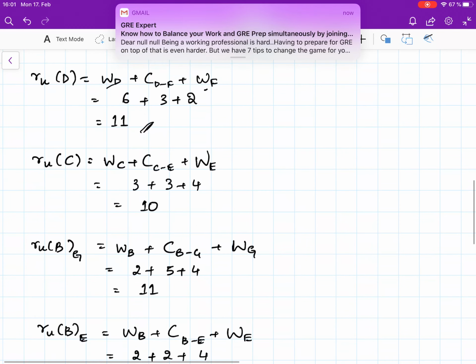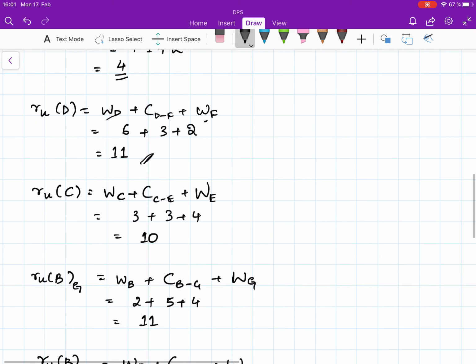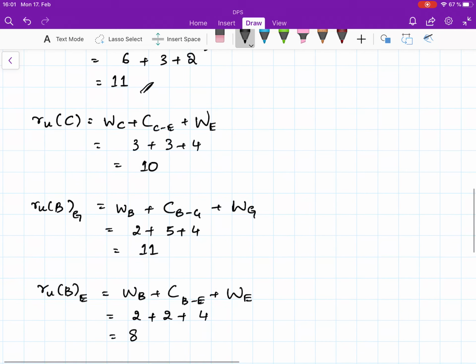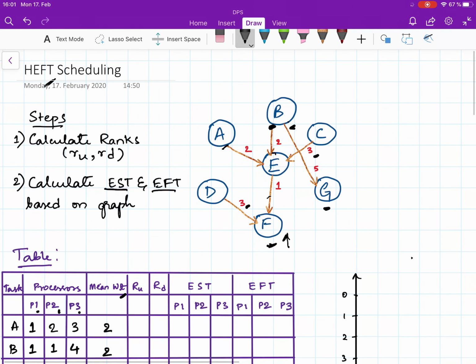But let's come to a situation where there is one upper node and two downward nodes. That is in the case of B. B has two, that is E and G. So how do you calculate upper rank in this case?